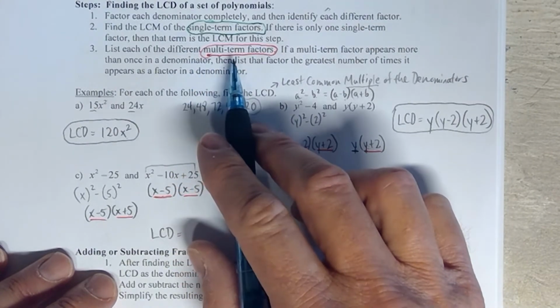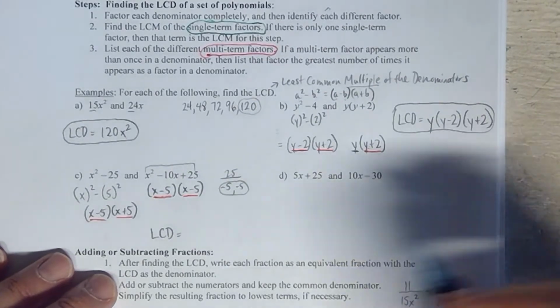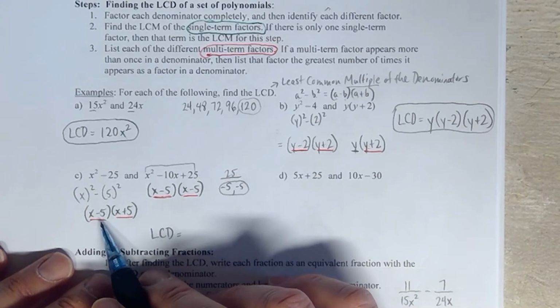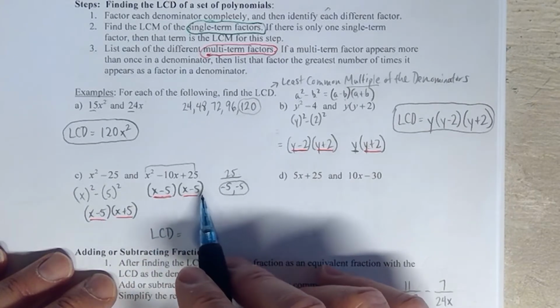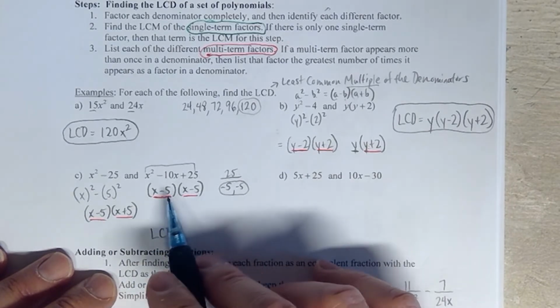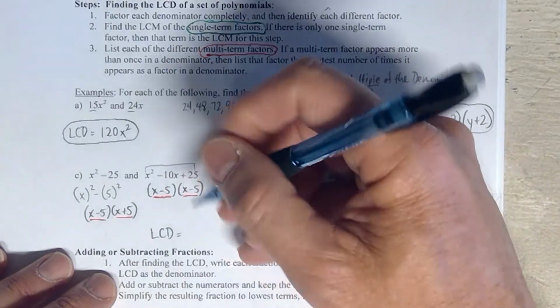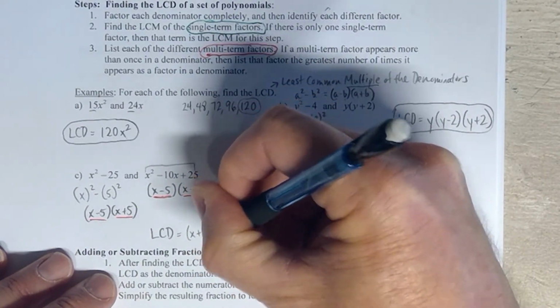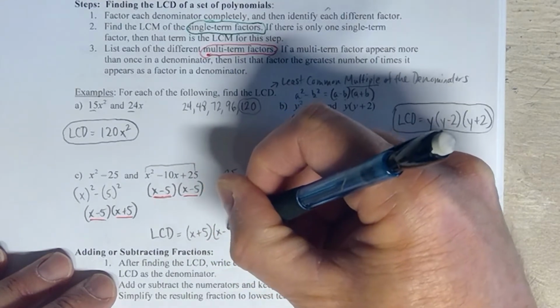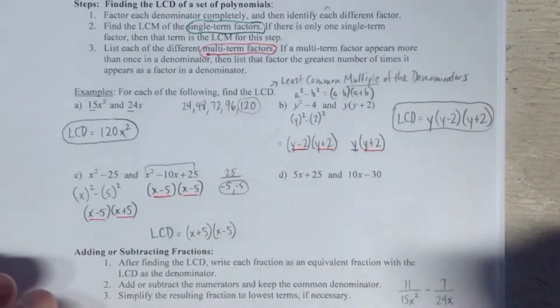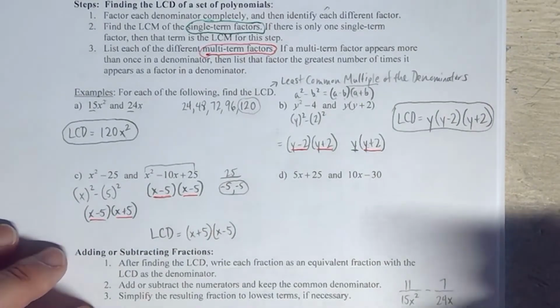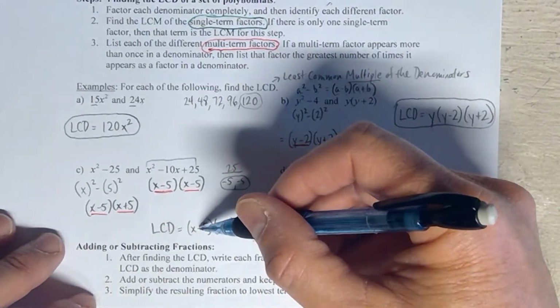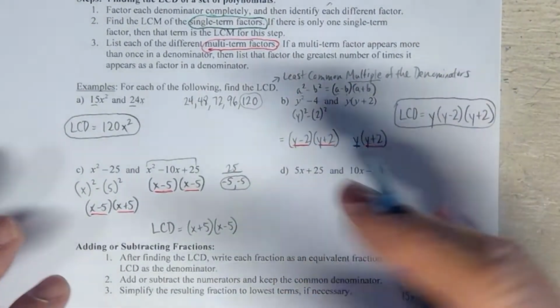It says list out each of the different multiple term factors. There's 2 different ones, isn't there? X plus 5 and x minus 5. Okay. There's a total of 4 of them, but 3 of them repeat, right? X minus 5 repeats 3 times. There's a total of 2 different ones. It doesn't matter which one you put first here, either x minus 5 or x plus 5, because they're being multiplied. Okay. So you could have said x minus 5 first and then x plus 5. But we're not done yet.